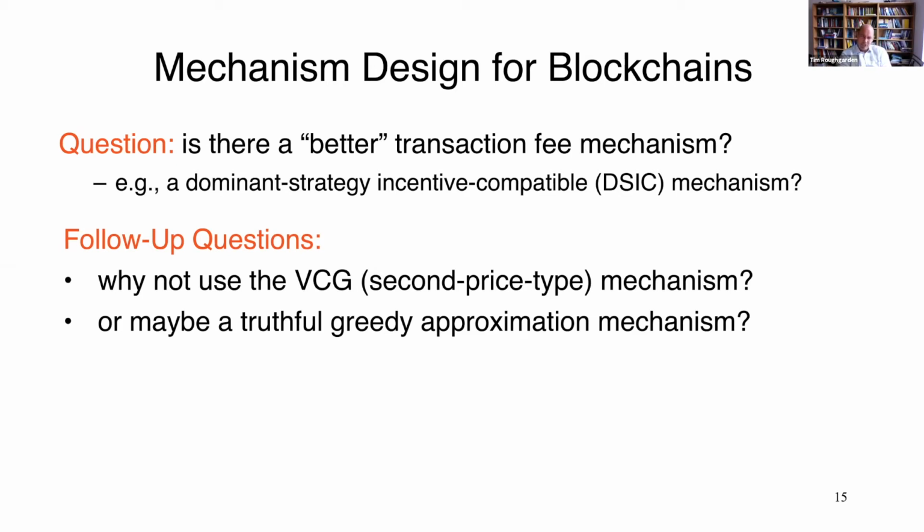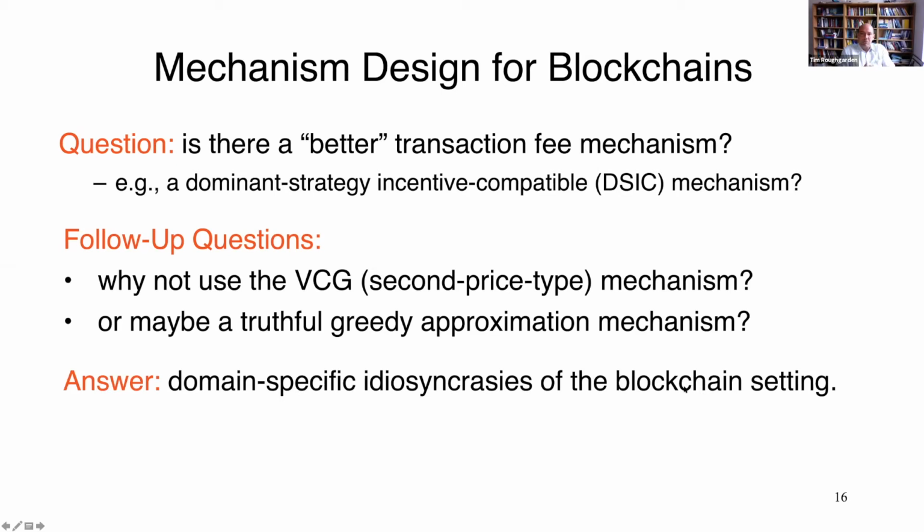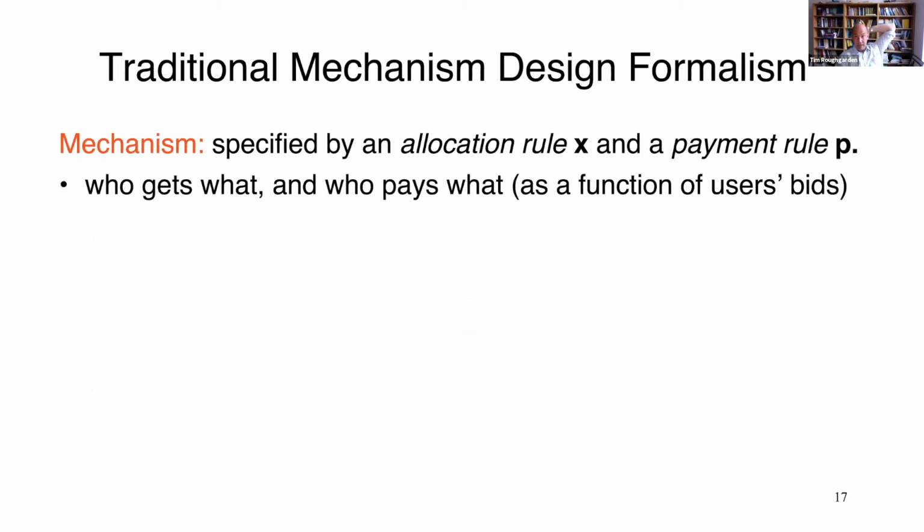And if you think about it, you've probably never heard about second price auctions in the context of blockchains. And you might be wondering, why is that? Why don't we ever hear about second price auctions? So let me tell you what it is about blockchains that really prevents us from using second price or VCG type mechanisms. Okay, so here's the traditional formalism mechanism designers use to talk about auctions and mechanisms.